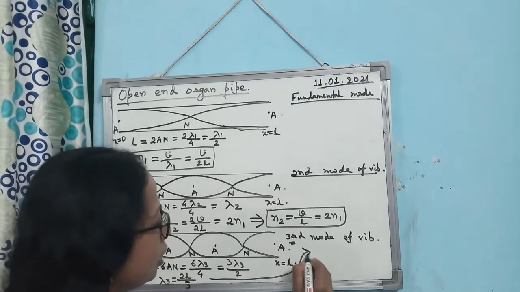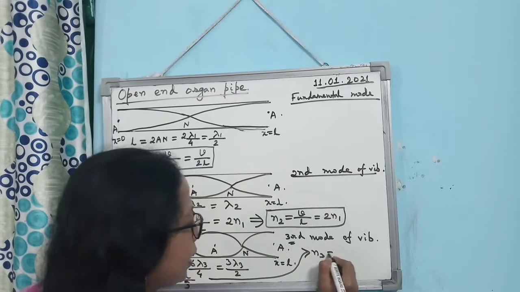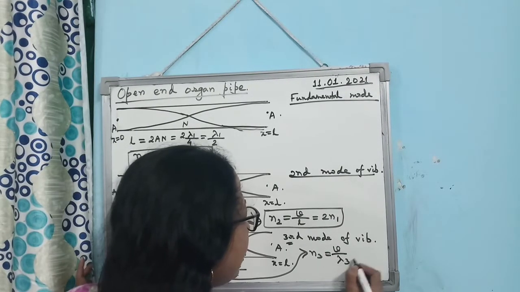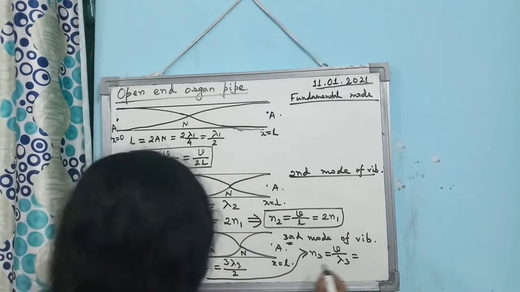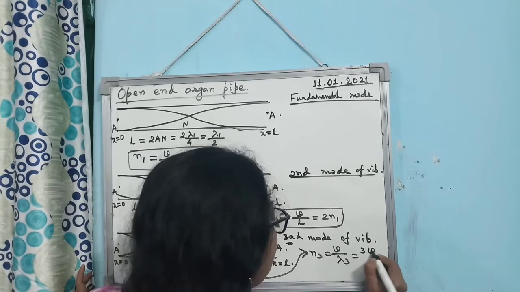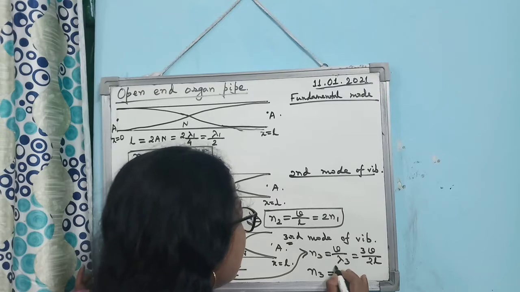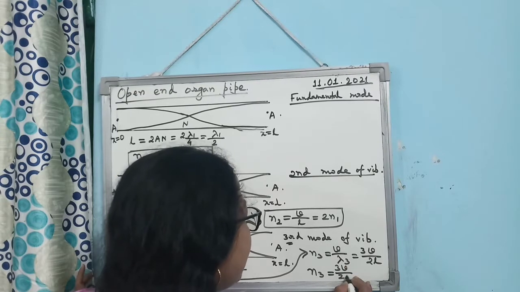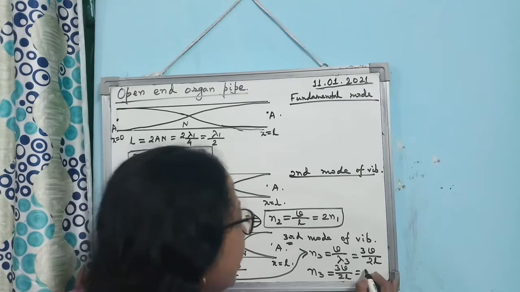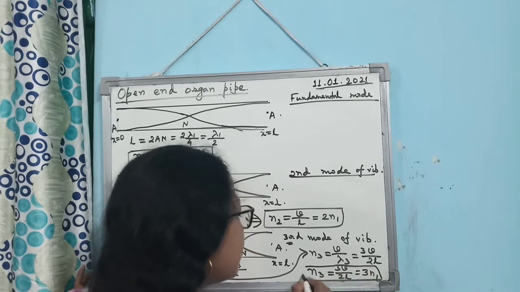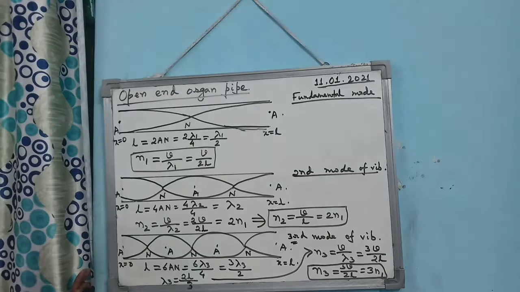So you see, what is the frequency for the third mode of vibration? v/λ3, which means you are getting it as 3v/2L. Means N3 is equal to 3v/2L. v/2L is N1, so 3N1. So what is the fantastic thing we are getting from this discussion?